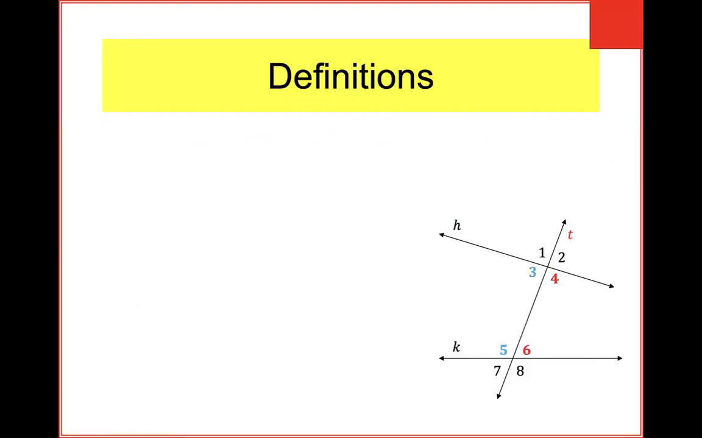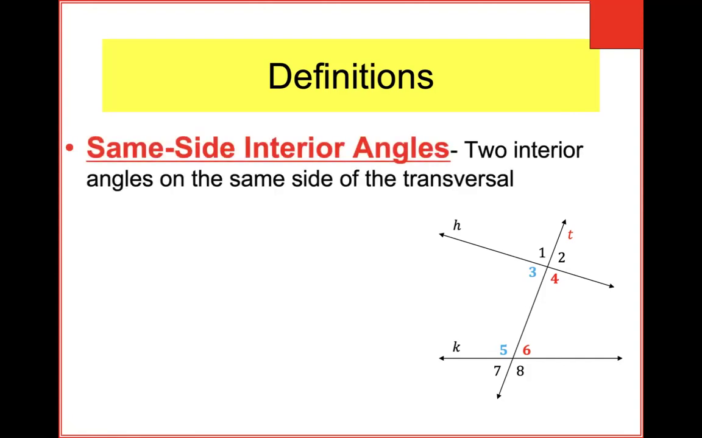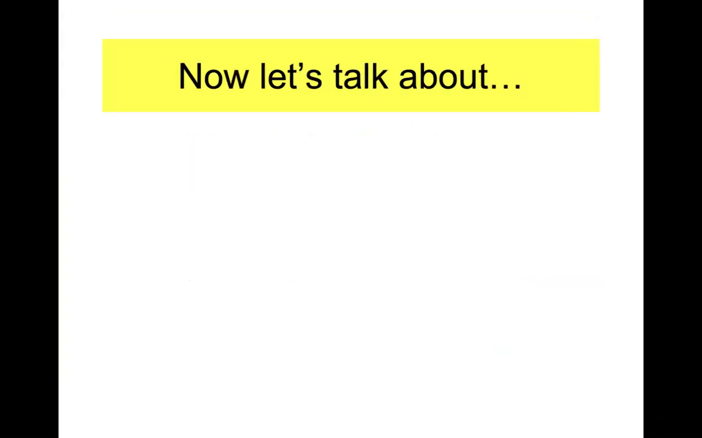This time I'm going to stay on the same side of the transversal. I'm still on the inside, but I'm on the same side. Notice 3 and 5 are blue, and 4 and 6 are red. Those are going to be called same side interior angles. Those are 2 interior angles on the same side of the transversal, right? So angles 3 and 5 are same side interior angles, and angles 4 and 6 are same side interior angles. These are just names. They can be in your book of truth. You will have them memorized quickly.